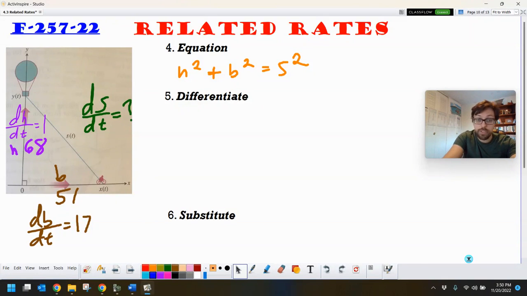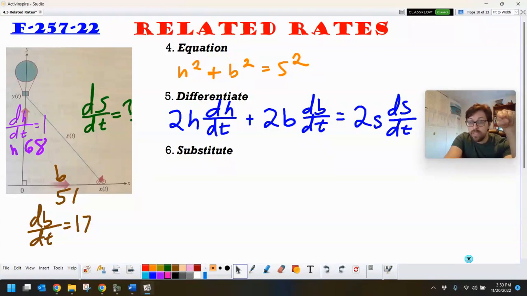So now it's just a matter of differentiating all of those. I've set this up, and so now I'm ready to start substituting, but I can see that there's going to be a problem. I know what H is. I know dH over dt. I know B. I know dB over dt. I know I'm trying to find ds over dt. I don't know what S is. Ugh. Well, Pythagorean theorem, we can figure out what S is at that moment. We're trying to find that change at that moment, but we can figure out actually what that distance is by just plugging that into the Pythagorean theorem. I'm going to plug that in and then plug in my values.